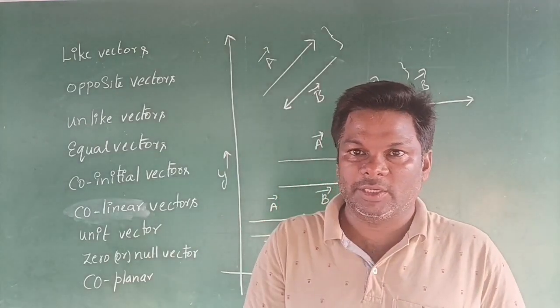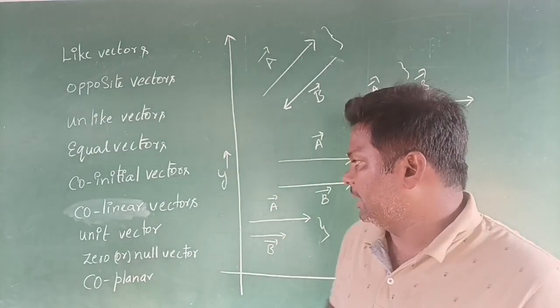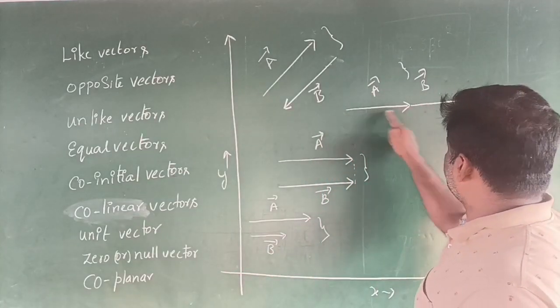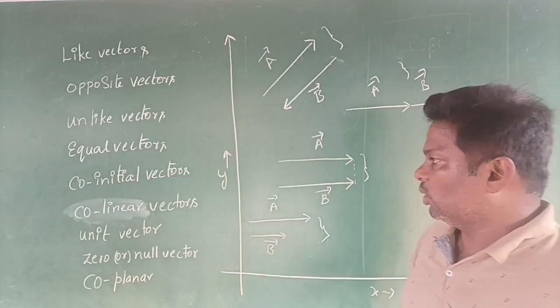Okay, they are in the same plane. What about collinear? I already told you. If they are following the same line in this way, we can say they are collinear.